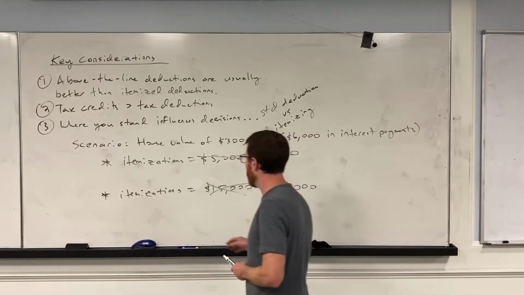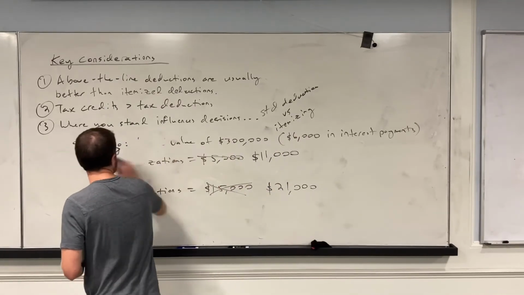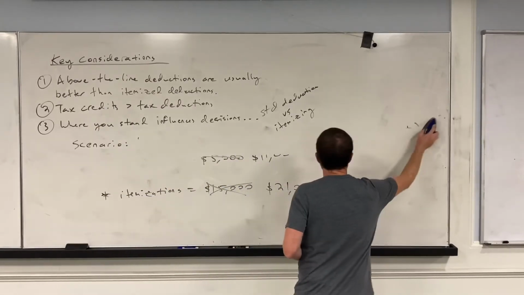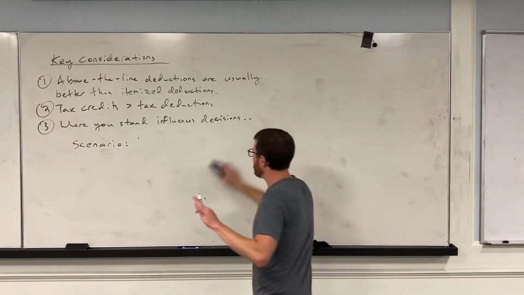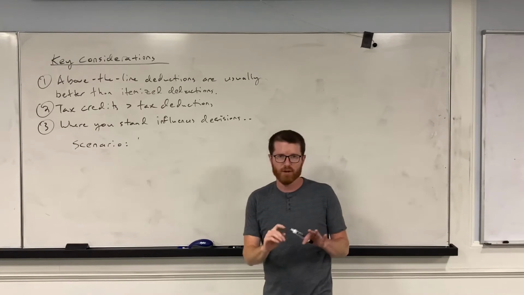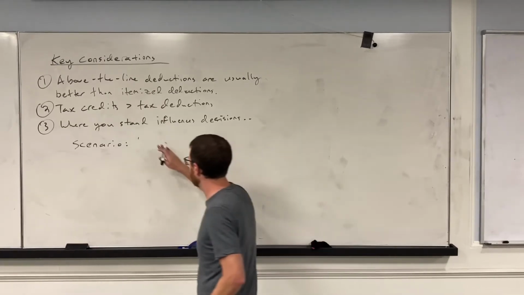Let me give you another example. It's kind of a wacky example here. But I actually have heard of people doing this. Let's say that the only itemization you have is that you give to charity. All right, specifically you make donations to your church.